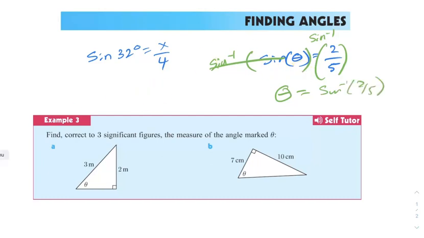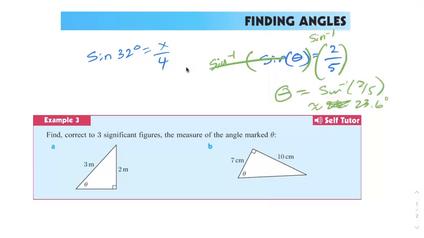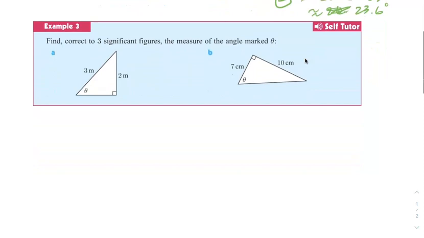And I have a calculator. Let's plug it in. So we're going to get sine inverse on the calculator. You can see it's here in the second function. So second, sine inverse 2/5, what I had. And we get about 23.6 degrees. So that's how you solve for an angle when you have a sine or cosine or tan function. You do inverse of that trig function.